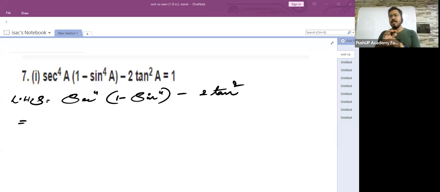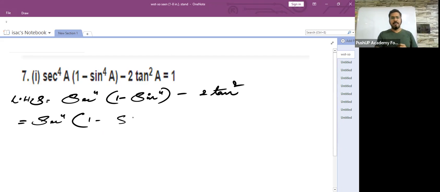However many steps you take does not matter at all. So here, personally speaking, what I thought is I could write sec raised to 4 into 1 minus sine raised to 4. This was my idea, writing sine raised to 4 as sine square the whole square. Is it wrong if I write it so? No. Sine raised to 4 can be written as sine square the whole square, minus 2 tan square.